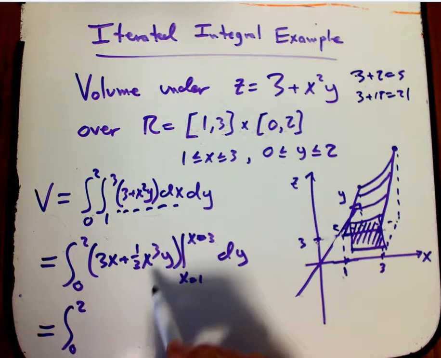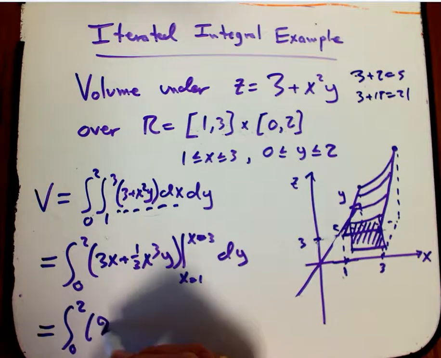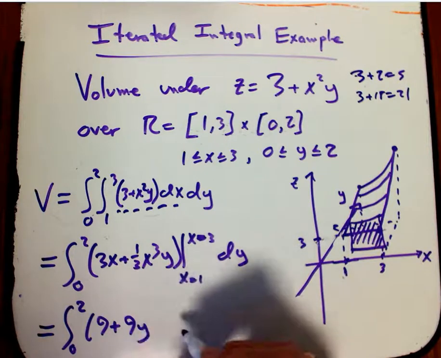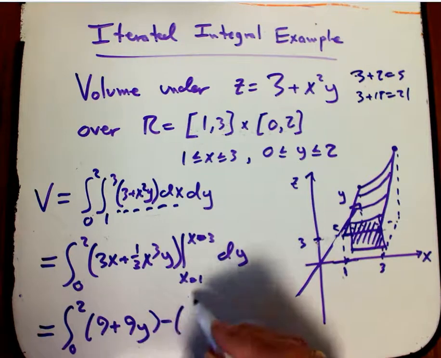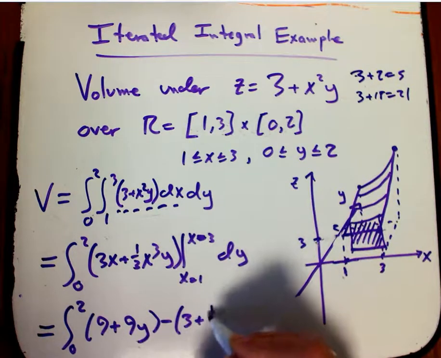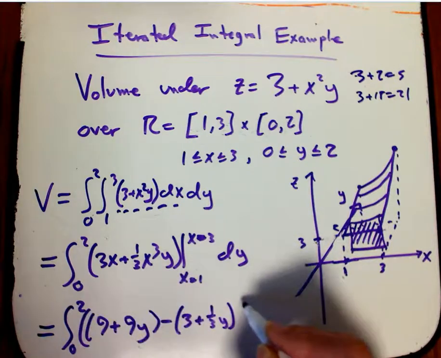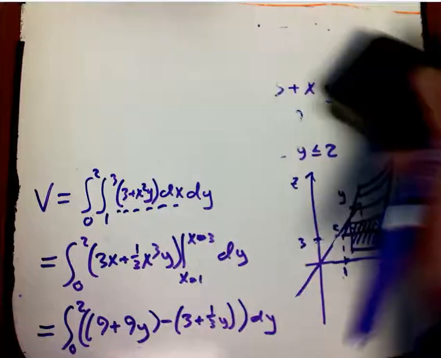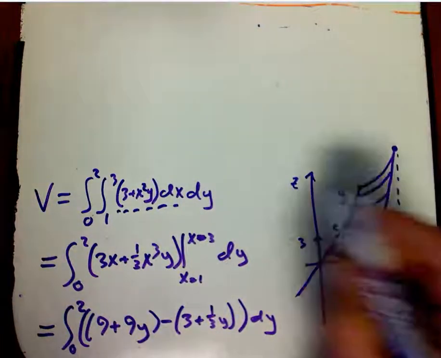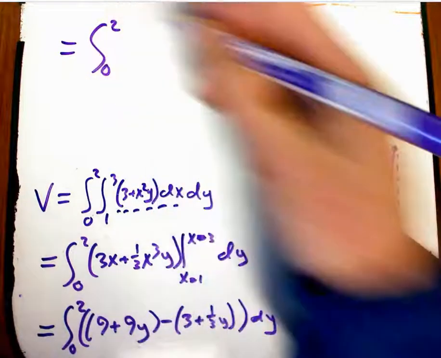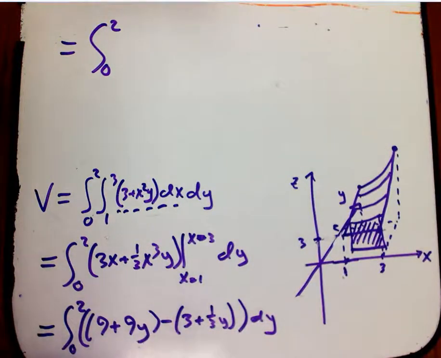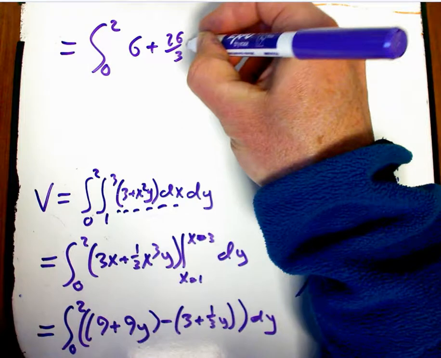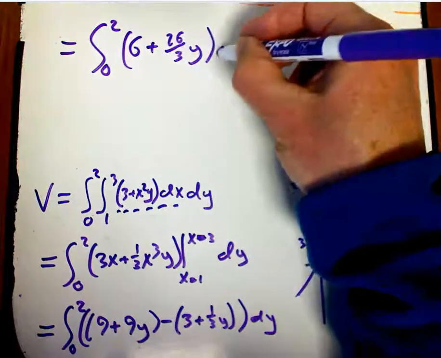And then let's just go ahead and evaluate that. We're going to start getting some fractions. We're going to get 9 plus 1/3 times 3 cubed. Nice, that's 9. 9 plus 9y minus 3 plus 1/3 y. We're going to simplify that before we integrate it. Let's go up top, and integral 0 to 2. Okay, so we're going to get 6 plus 26/3 y. Oh well. I didn't engineer it to have the numbers be super, super simple, but it's not like it's a hard integral.